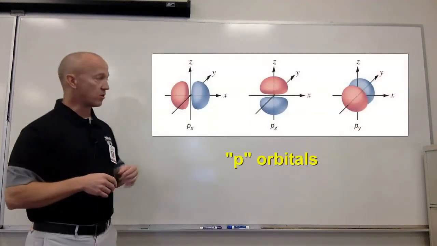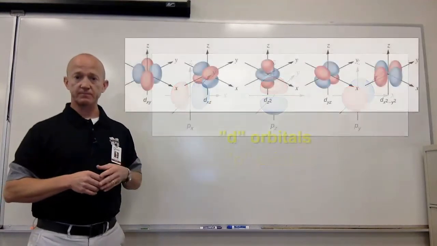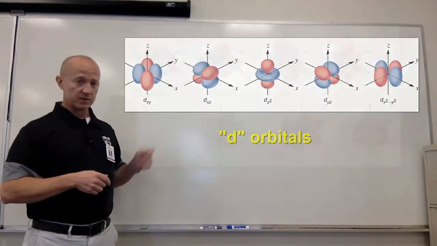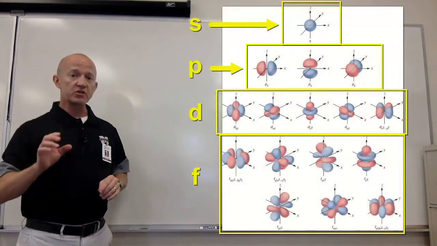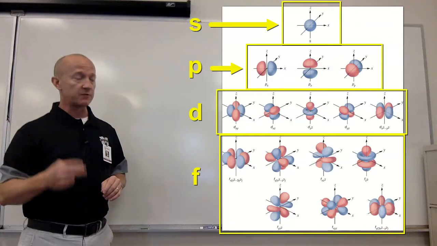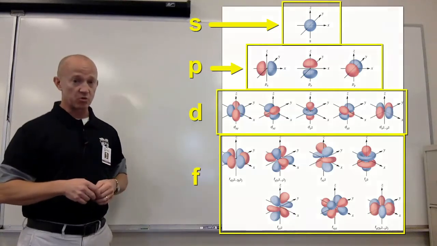P orbitals tend to be more dumbbell shaped, as you can see. Here are the shapes of the d orbitals, and then here are the shapes of the f orbitals. It's important to understand that only 2 electrons can fit in each one of these orbitals.